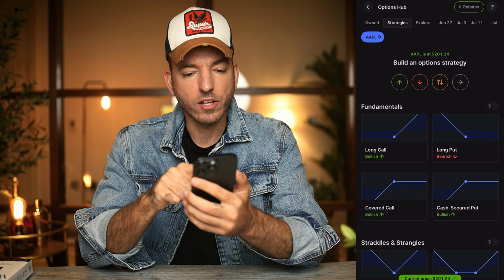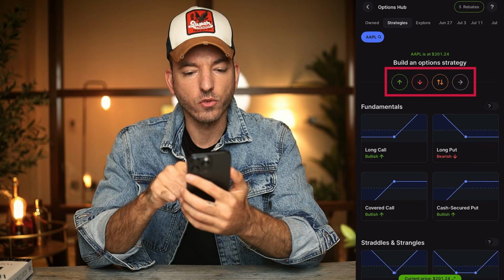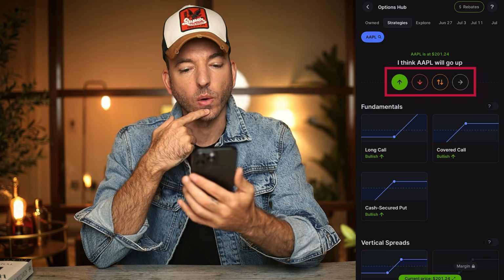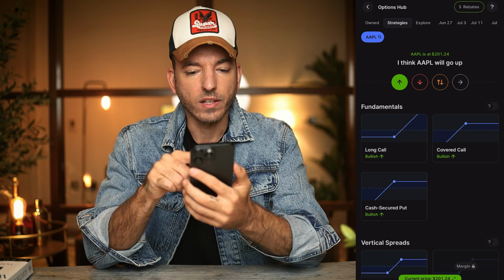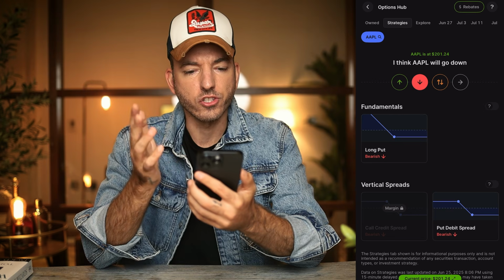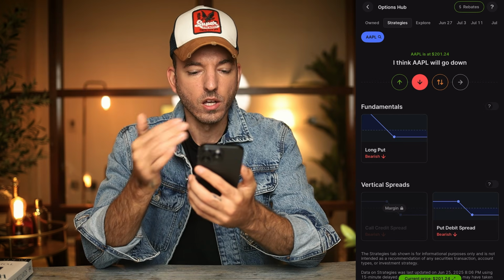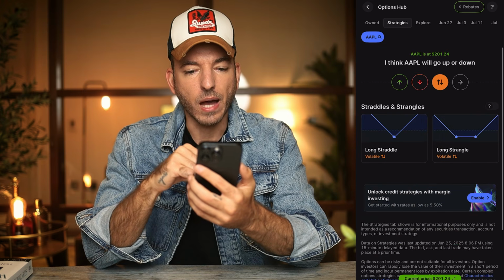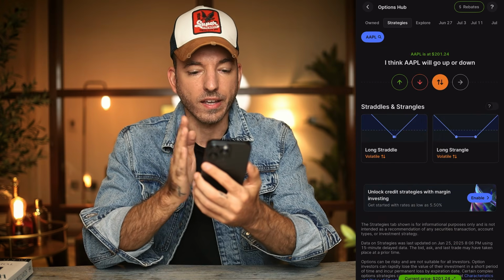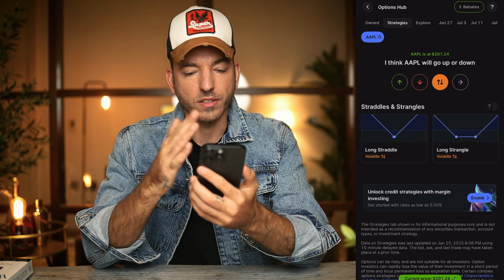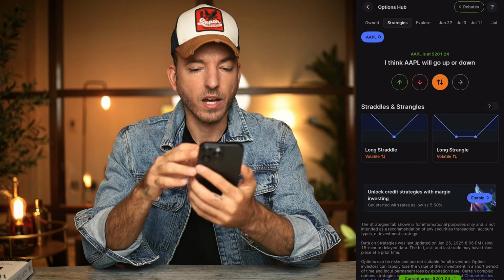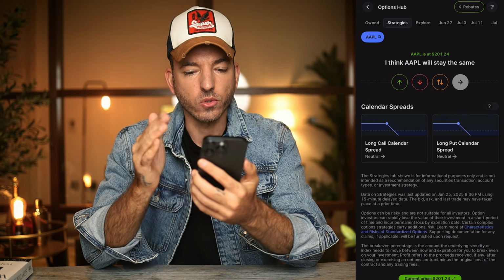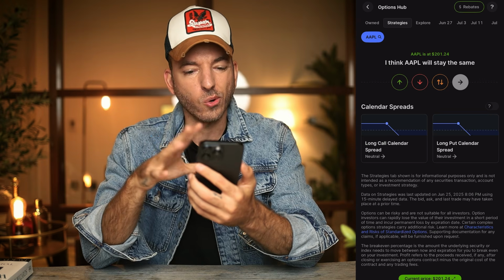But if you are not sure, you can actually click on these buttons over here. If I click on the green button, that means that I think Apple will go up. As you can see, it says right there, I think Apple will go up. Pretty basic way to think about it. Now, if I click on the down arrow, here are the strategies that I would use if I think Apple will go down: long put debit spread. Now, if I think Apple will go up or down, then I can go long straddle, long strangle. These are different strategies that combine the 4 basic option trades. And if I think Apple will stay the same, then I could use long calendar spreads or long put calendar spreads. You don't have to know all of this.